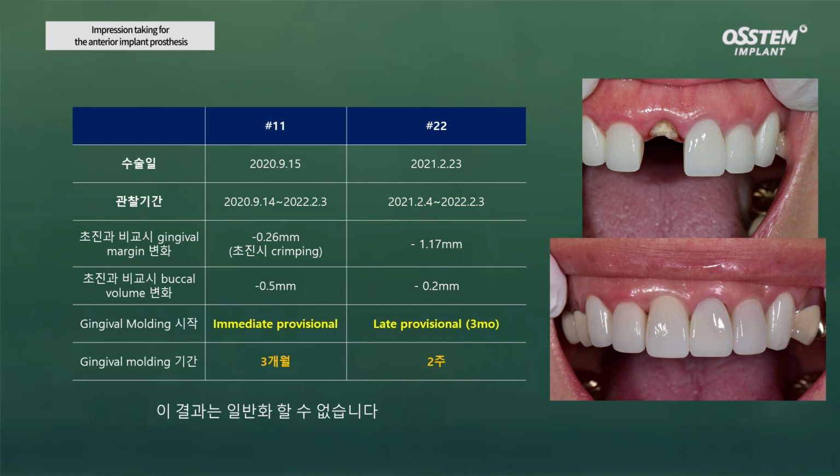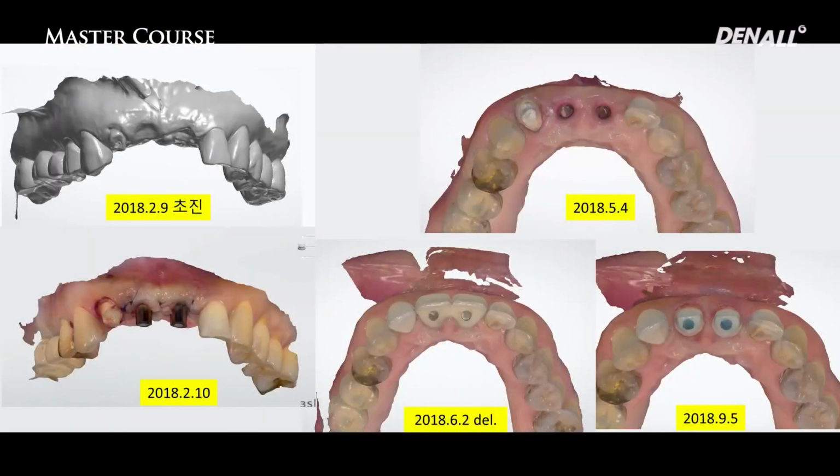Of course, the patient might be more sensitive about the buccal bone and margin gingiva. But the difference between 11 and 22 is whether an immediate temporary was used or not, and whether the gingiva molding period was sufficient or not. And that could have resulted in the change. Of course, you cannot talk in absolutes. Let's look at a different patient.